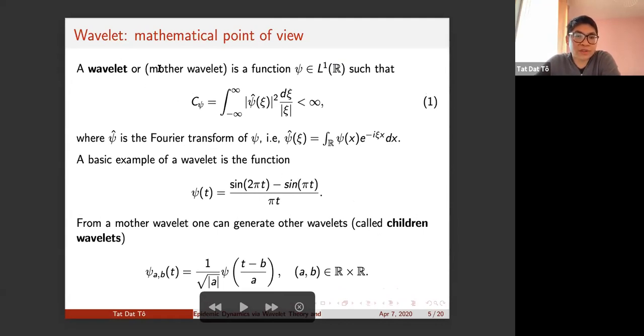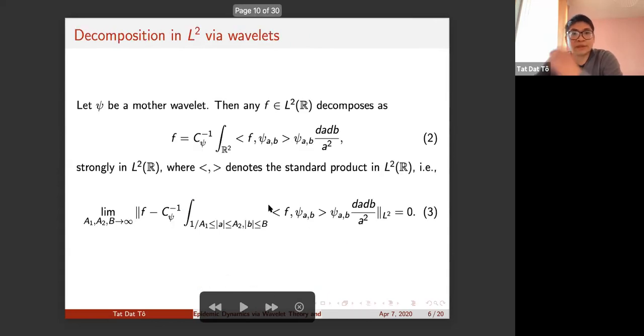From one master wavelet function, we can generate other wavelets by adding some parameters. For example, here you have a function psi, and you can add a and b as parameters. Sorry for using the same characters for the interval and for the parameters, but let's say a and b are parameters, and then psi a,b of t is obtained from psi by translation and dilation, I mean scaling the time variable and adding some constant.